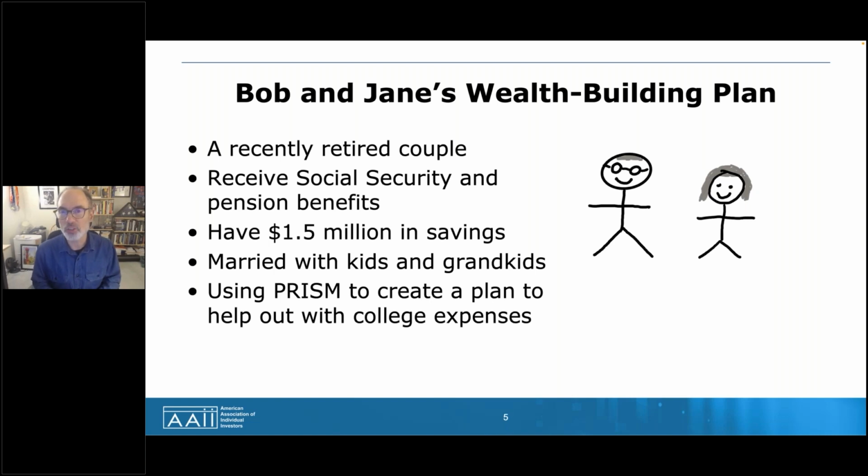And so in this case, we're going to use a hypothetical couple. We'll call them Bob and Jane. And their goal is to pay for their grandchild's college education. And so we'll assume they have 2 grandchildren. And we'll assume they recently retired and they've got some savings. They're pretty affluent, $1.5 million. And they're going to use PRISM specifically to focus on paying for their grandchildren's college expenses.